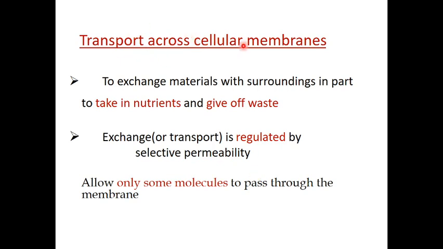Transport across the cellular membrane, why does that take place? What is the necessity of transport of molecules? To exchange materials with surroundings, in part to take in nutrients as well as give off waste. All of you know our cell is utilizing the nutrients for its growth, and after its metabolism it is giving off some waste that needs to be exported out from the cell. So that is how you can call it either exchange or transport, and that process is regulated by our membrane in a specific nature, that is called selective permeability. It means allowing only some molecules to pass through the membrane, not all the molecules, in a regulated manner.